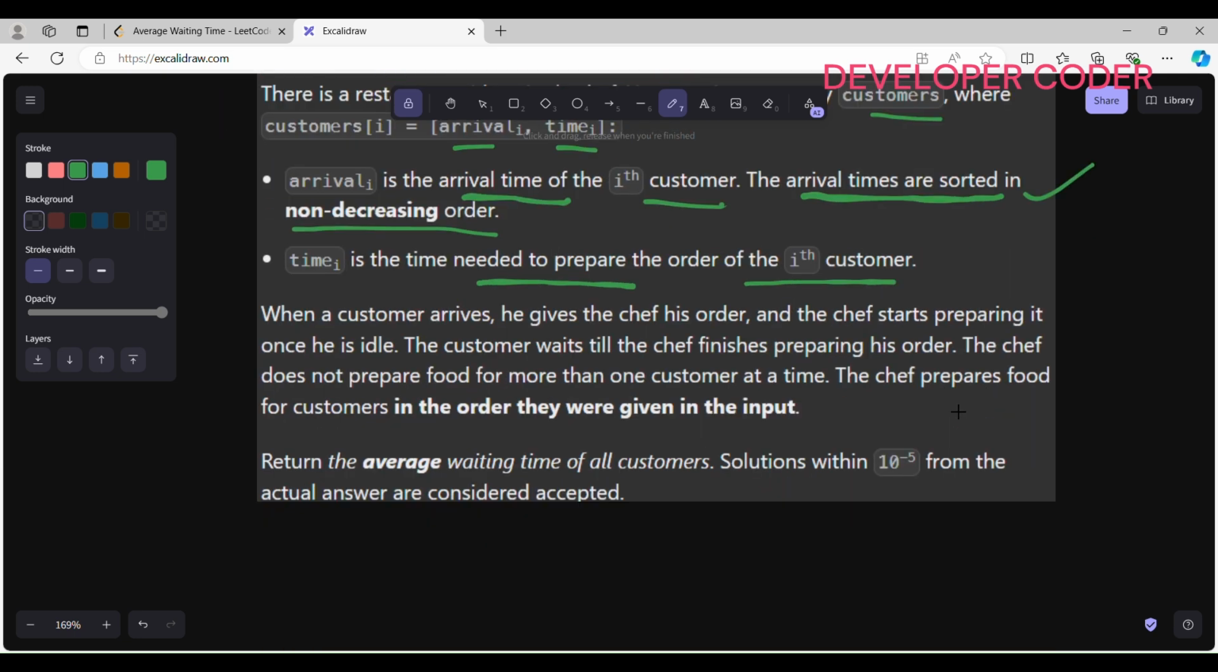When a customer arrives, he gives the chef his order and the chef starts preparing it once he is idle. The customer waits till the chef finishes preparing his order. The chef does not prepare food for more than one customer at a time. The chef prepares food for customers in the order they were given in the input, and in the end we have to just return the average waiting time of all the customers.